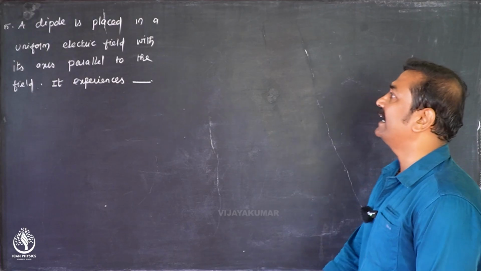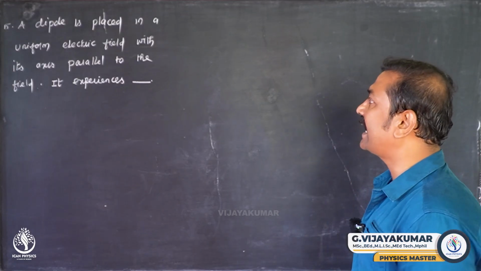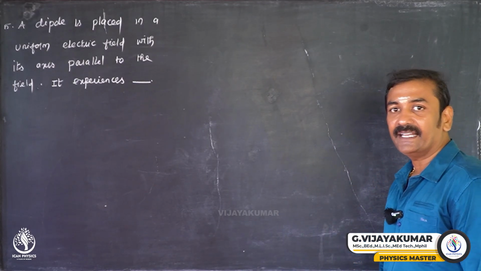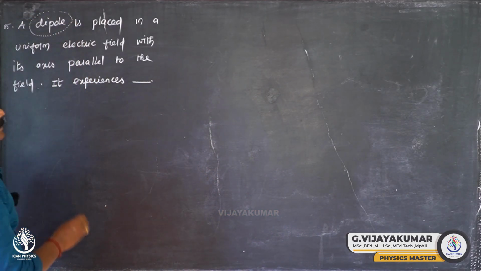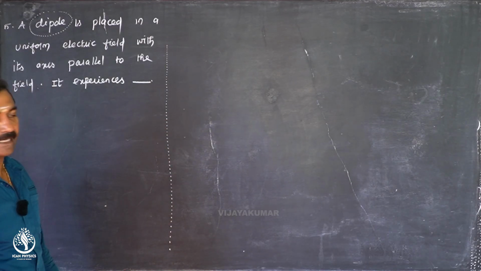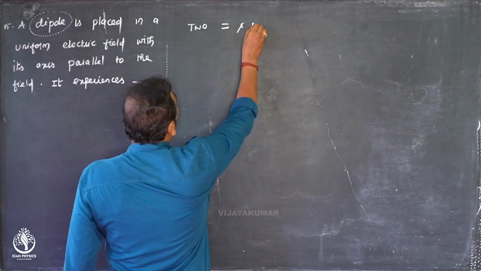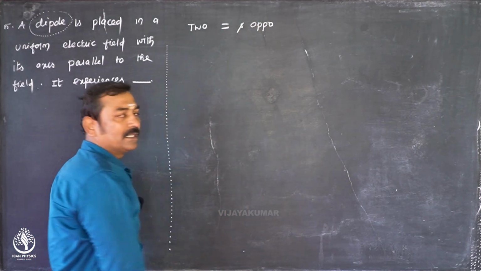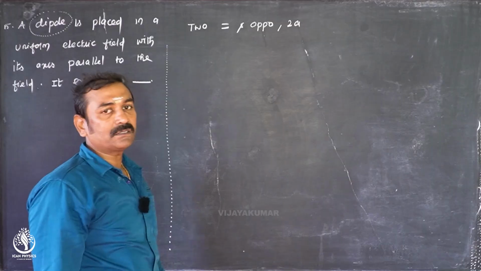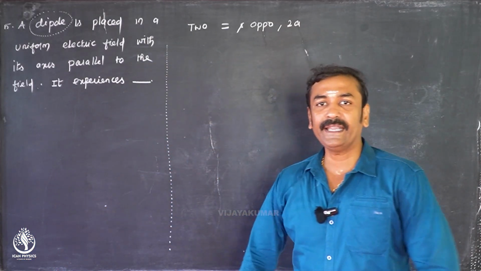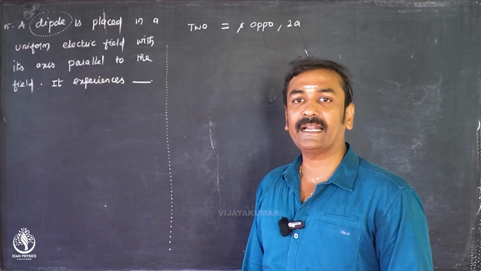The next one: a dipole is placed in a uniform electric field with its axis parallel to the field, it experiences... Okay. So first I want to go to the word dipole. So what is an electric dipole? Two equal and opposite charges separated by a small distance 2a constitute an electric dipole.